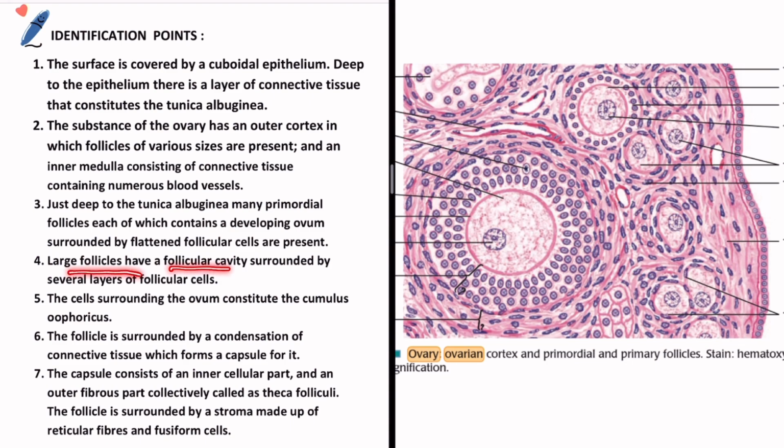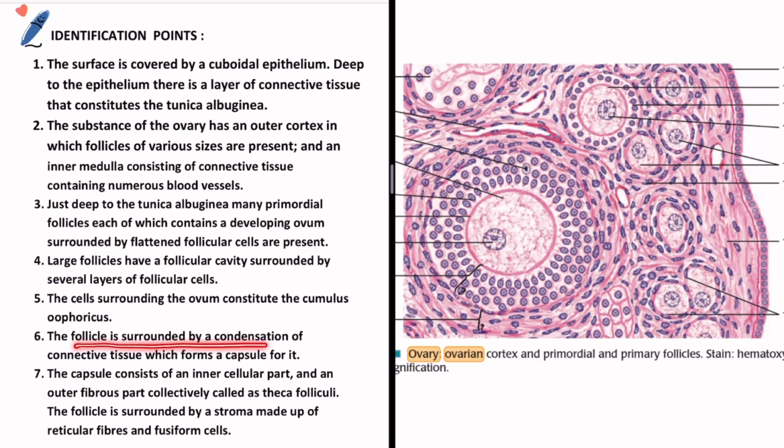Large follicles have a follicular cavity surrounded by several layers of follicular cells. Large follicle as in tertiary follicle, which is also known as Graafian follicle, contains a cavity known as antrum, which is filled with fluid. The cells surrounding the ovum constitute the cumulus oophorus. So in tertiary follicles, the cells which surround the ovum are known as cumulus oophorus.